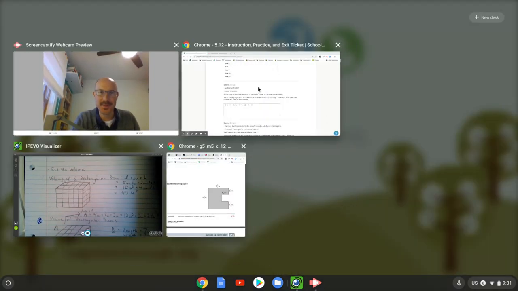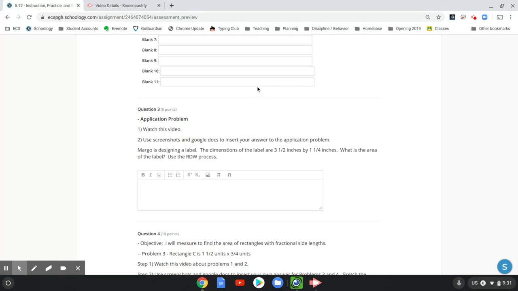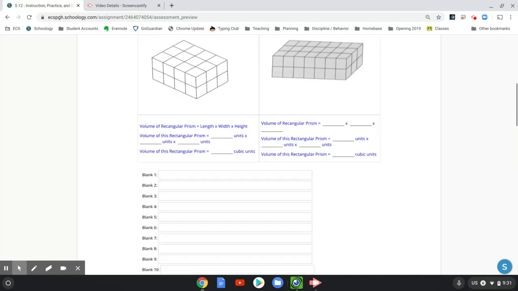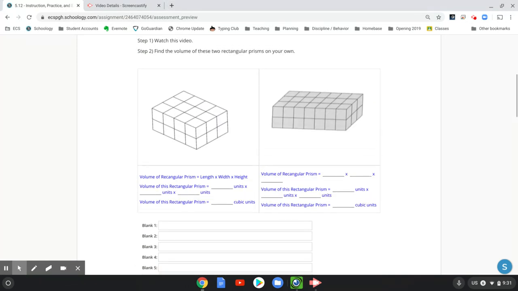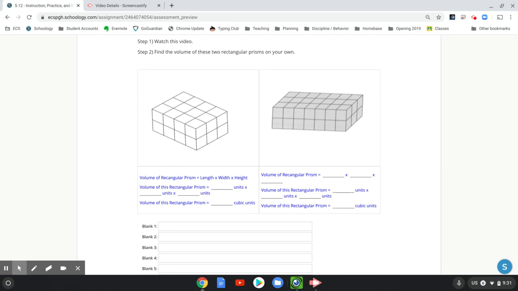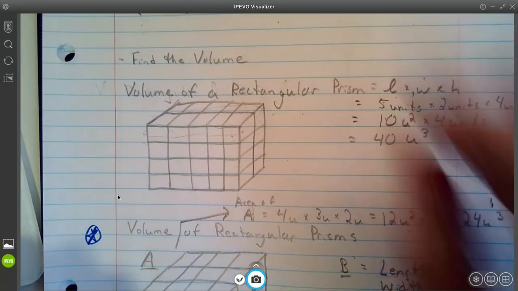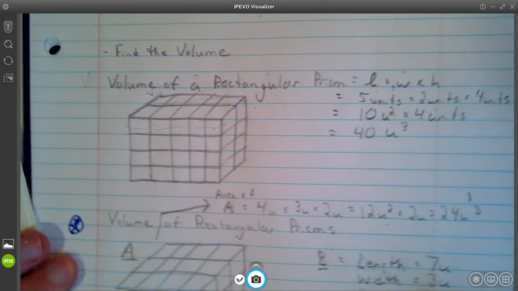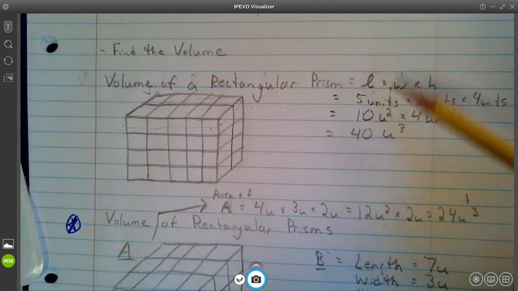Moving right along to our application. Darn it! I meant to go back and look at the answers from the previous question. So these are the two prisms that you just looked at. Whoops, that's not the one I want. This one. And here is the volume of those.